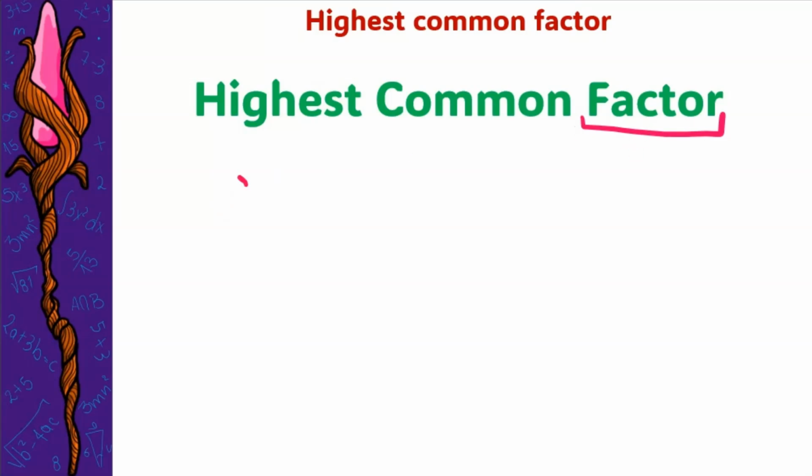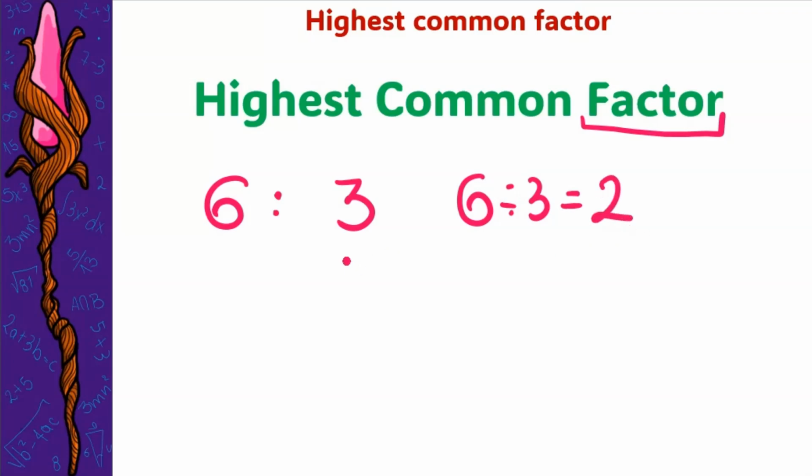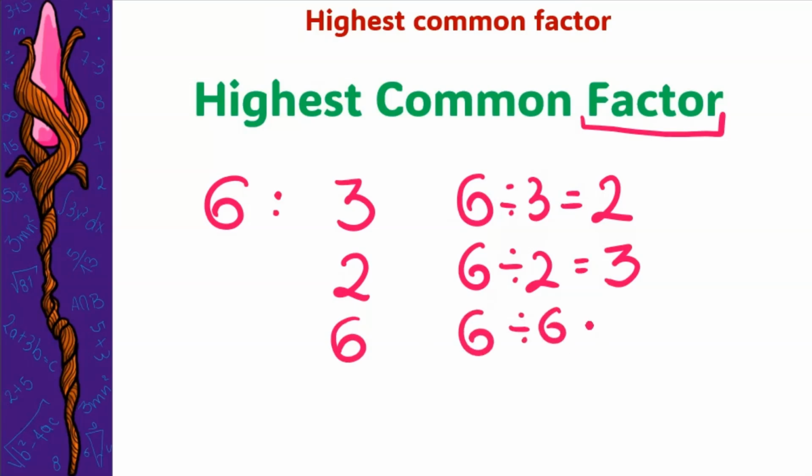For example, the number 6. 3 is a factor because 6 divided by 3 is equal to 2, no remainder. 2 is a factor because 6 divided by 2 is equal to 3, no remainder. 6 is also a factor because 6 divided by 6 is equal to 1, there is no remainder. And finally, 6 divided by 1 is 6 without a remainder, so 1 is also a factor.